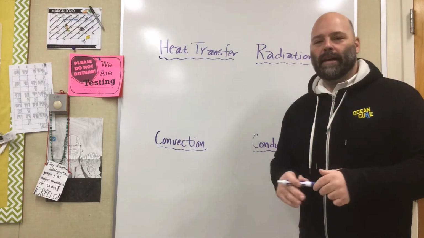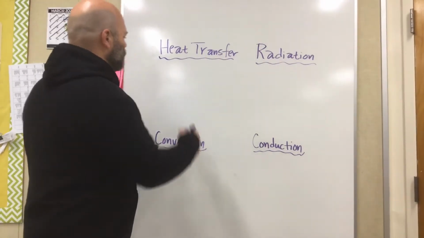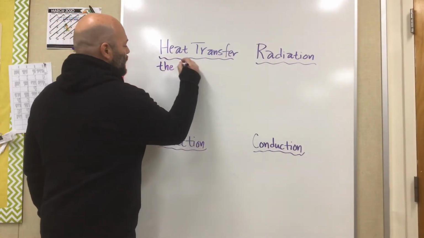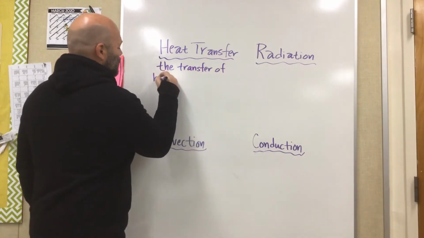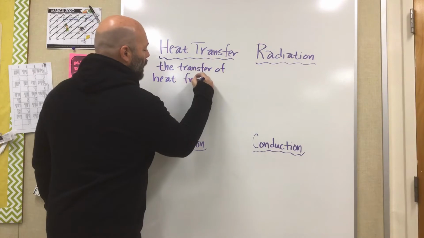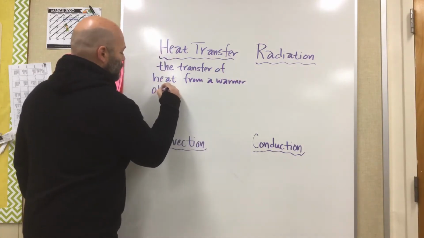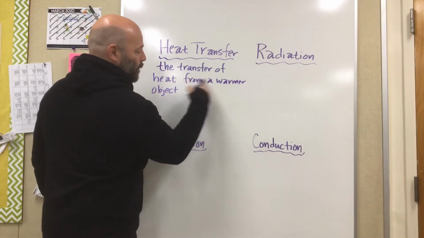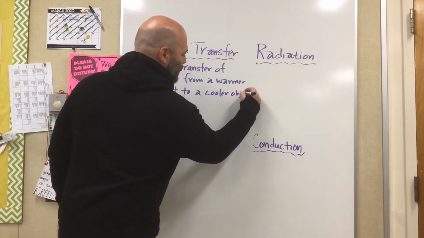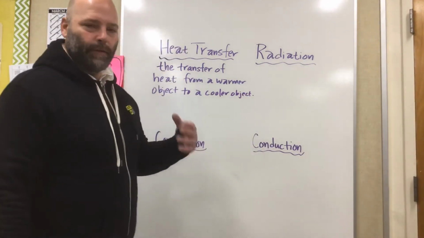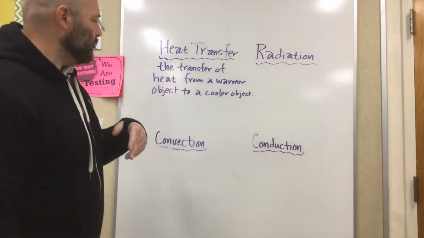So the thing we want to write down for heat transfer is this, okay? And it's really, really simple. It's the transfer of heat from a warmer object, okay, to where? From a warmer object to a cooler object, okay? So this can go many, many different ways, all right? Well, I'm going to give you 2 examples and hopefully they'll really help you understand this.